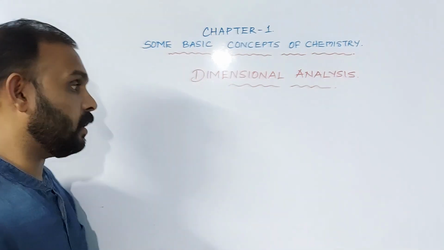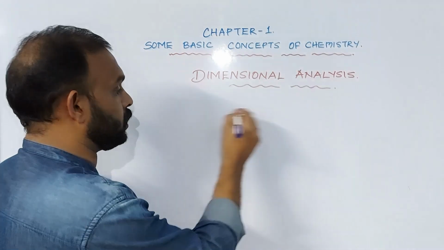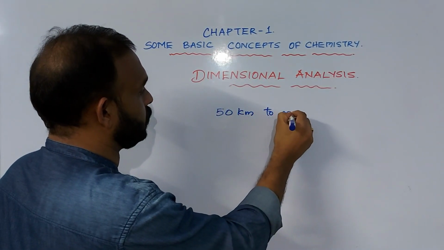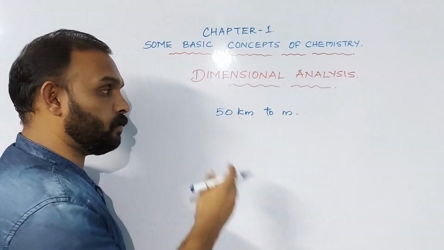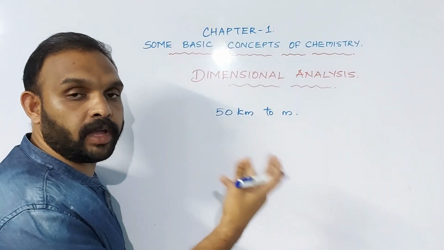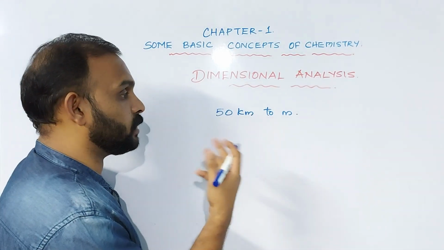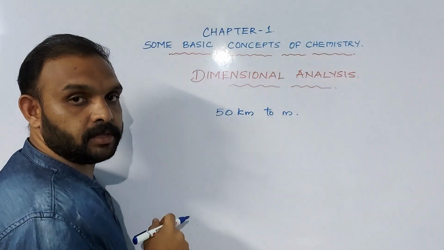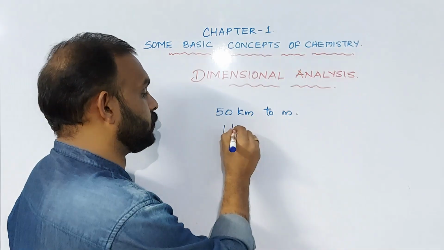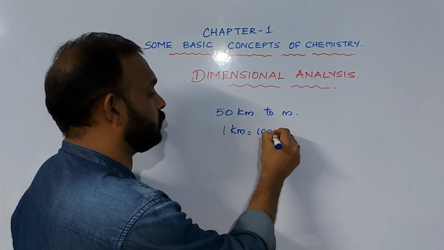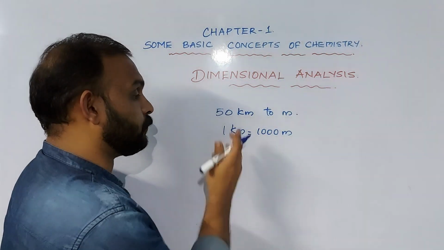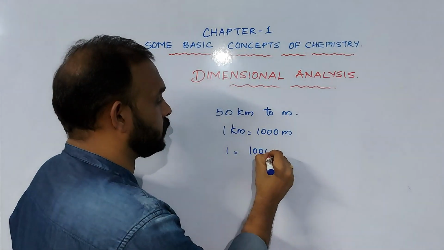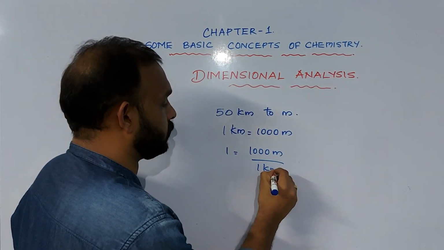Okay, now let us see. I want to convert 50 kilometer to meter. How can we do the general conversion? We know that 1 kilometer is equal to how many meter? 1 kilometer is equal to 1000 meter. So we can write 1 kilometer equals 1000 meter, and from this we can write 1 equals 1000 meter upon 1 kilometer.